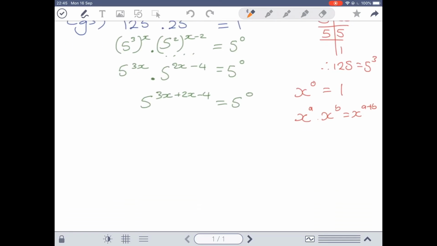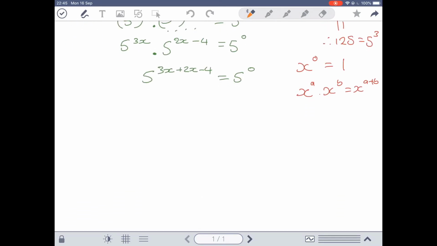Let's just get a bit more space here. And then we end up with 3x plus 2x minus 4 is equal to 0. Let's simplify that expression. We know that 3x plus 2x is 5x minus 4 is equal to 0. We can take our 4 to the other side and have 5x is equal to 4, and we get x is equal to 4 divided by 5. So that's how we can solve that particular exponential equation.